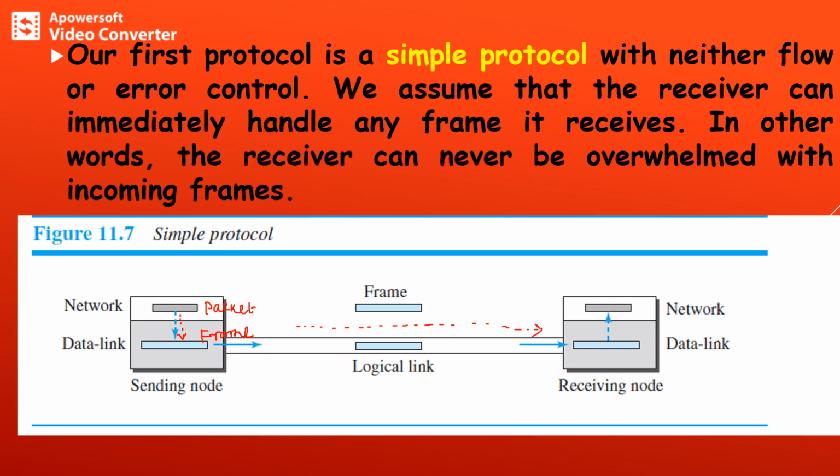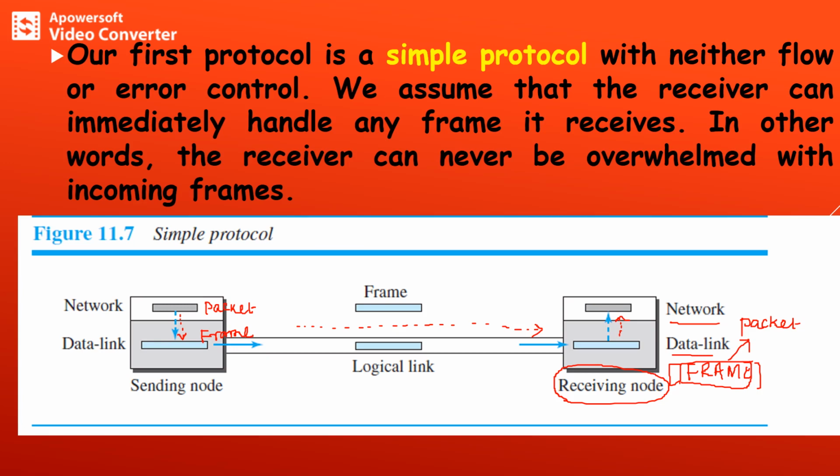into the receiving node. So once again at the receiving node, we have the data link layer and the network layer. So the data link layer of the receiving node receives the frame and it will extract the actual packet out of the frame. That means it removes additional information from the frame and extracts the actual data, that is nothing but the packet, and it will transmit that packet into the network layer. So this is how simple protocol works.